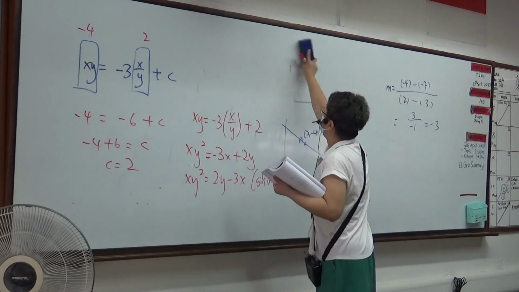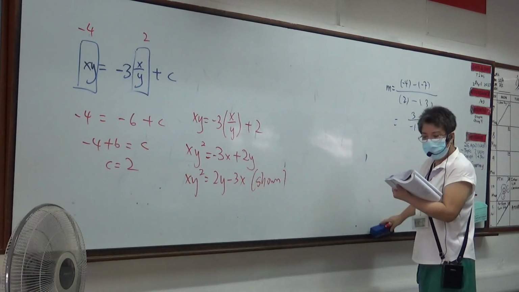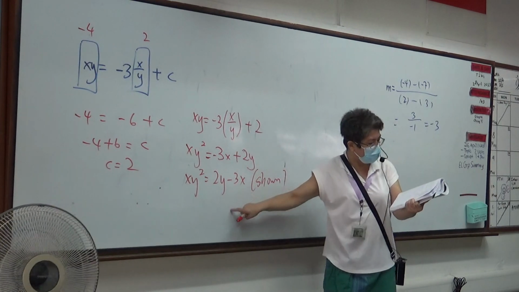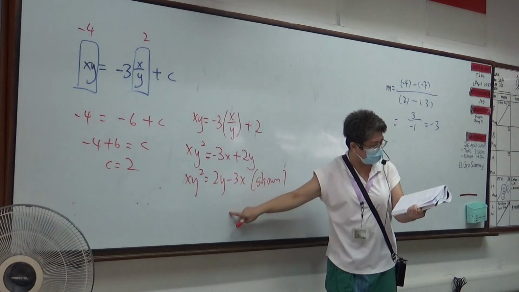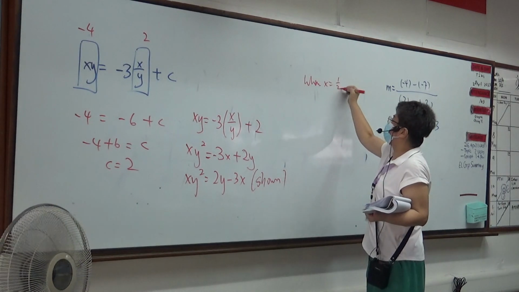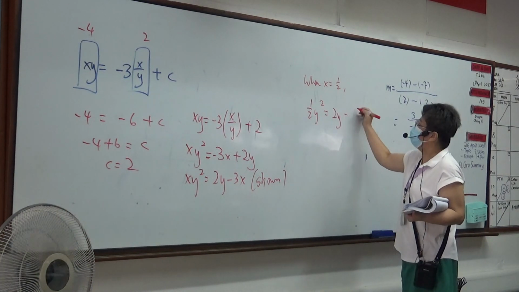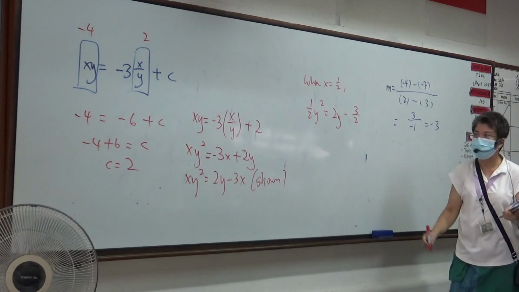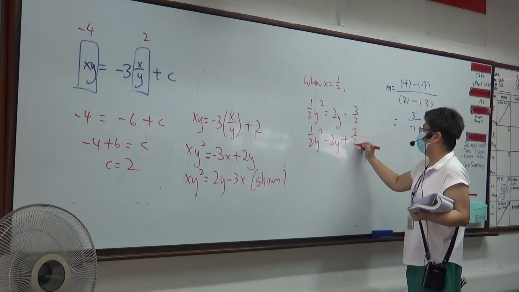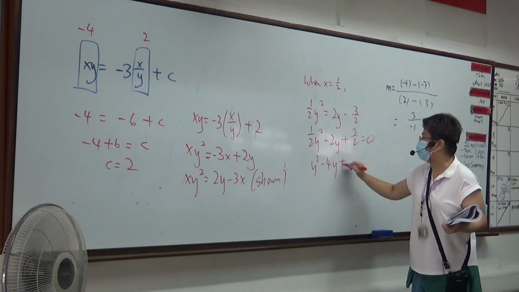Let's look at part 2. Find the values of Y when X is half. So you plug in here, and then you find out the value. Am I right to say that? So when X is half, I will get half Y squared, 2Y minus 3 over 2. I will have half Y squared minus 2Y plus 3 over 2 equals 0. Now I multiply throughout by 2: Y squared minus 4Y plus 3 equals 0.